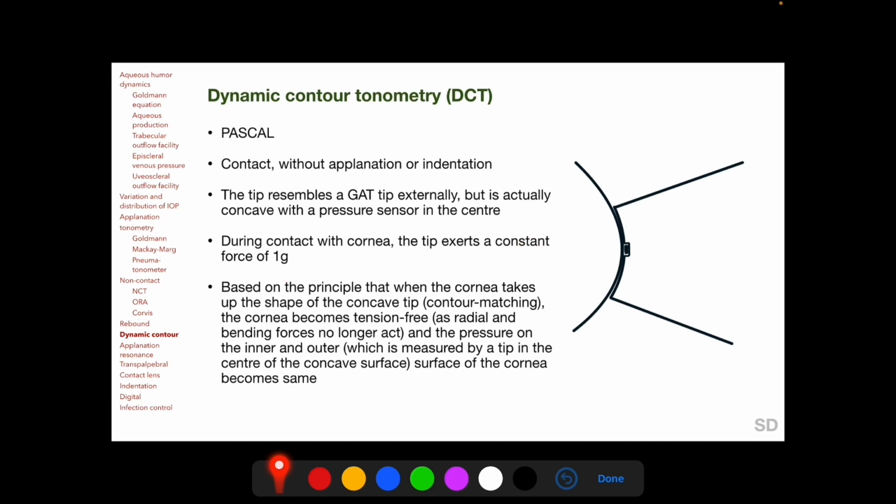The DCT is based on the principle that when the cornea takes up the shape of the concave tip, which is called contour matching, the cornea becomes tension-free, as the radial and bending forces acting on the surface of the cornea no longer act when the cornea is in contact with the concave tip. And then the pressure on the inner and outer surfaces of the cornea becomes the same, and the pressure on the outer surface of the cornea is then measured by the sensor in the tip of the DCT.